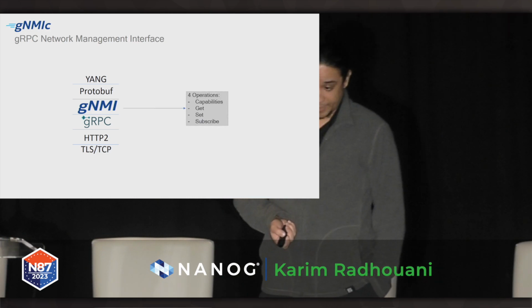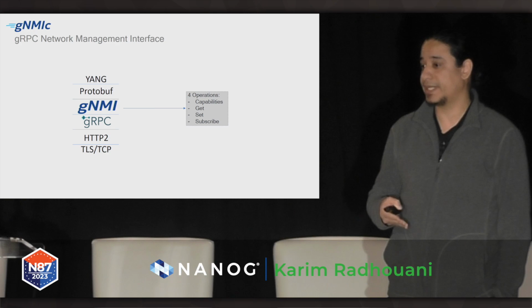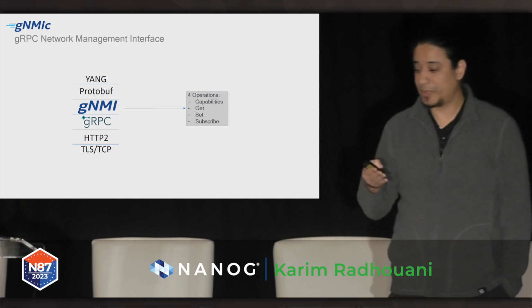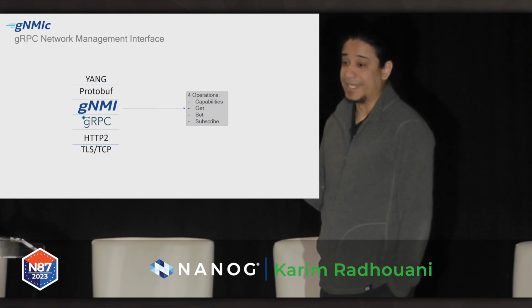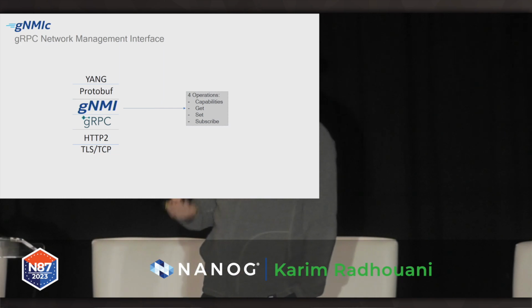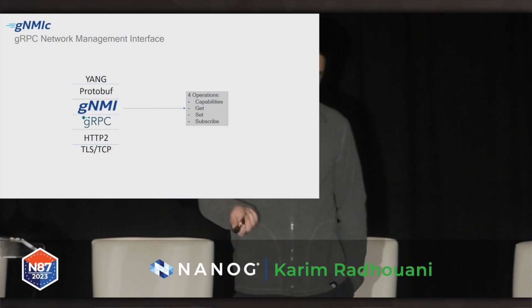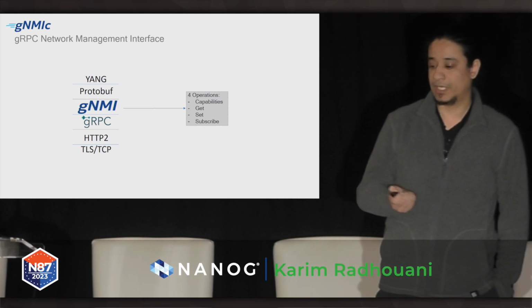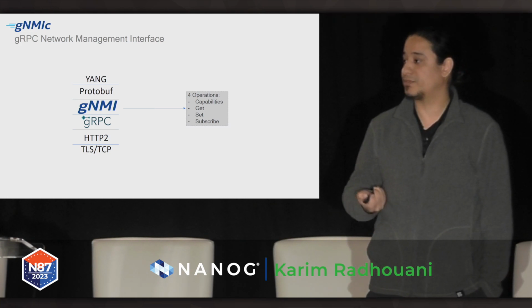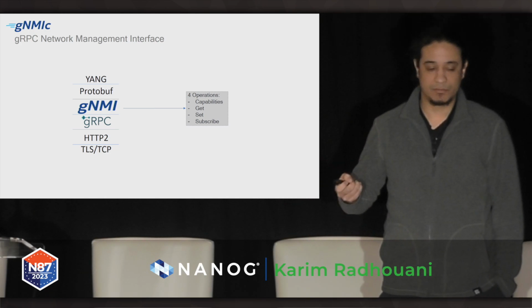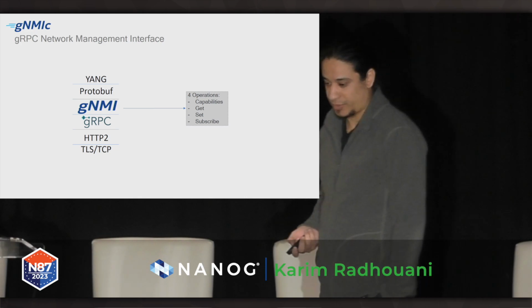The gNMI service defines 4 different operations: capabilities, get, set, and subscribe. Capabilities lets you discover the capabilities of your router: what version of gNMI it runs, what Yang models are supported, and what kind of encoding it supports. Get does what it says: you get configuration or state from the router. Set changes the configuration on the router, and subscribe lets you subscribe to notifications from the router, whether sampled subscriptions that you'll get every certain period, or on-change subscriptions.